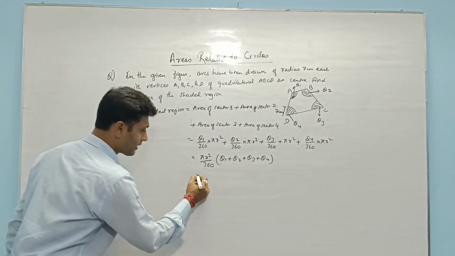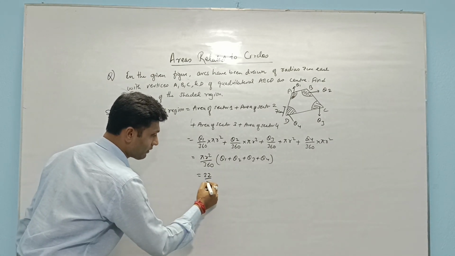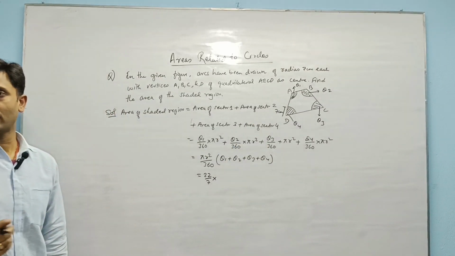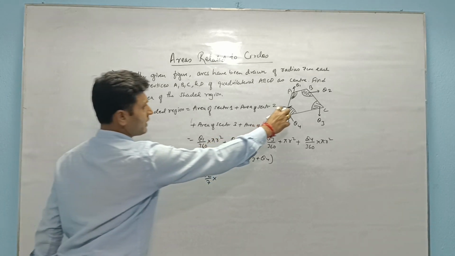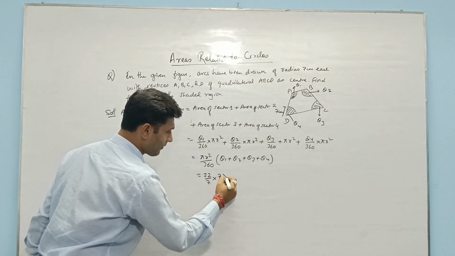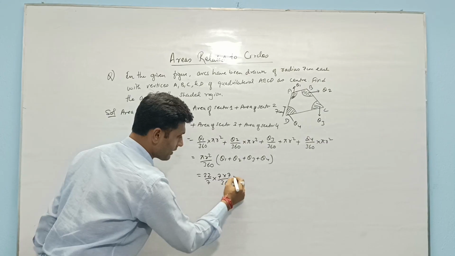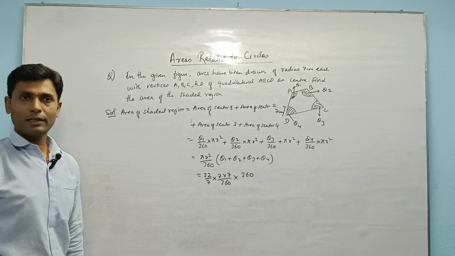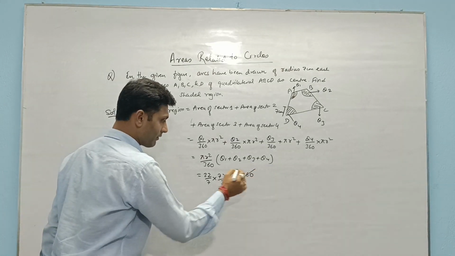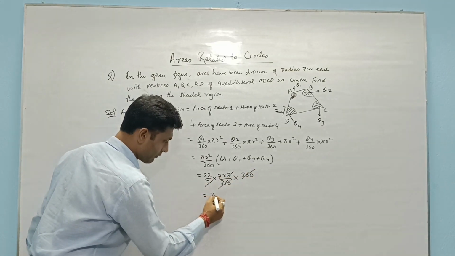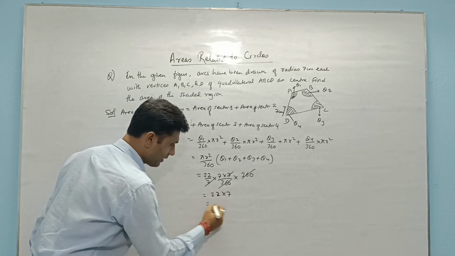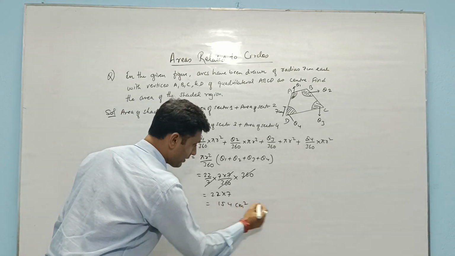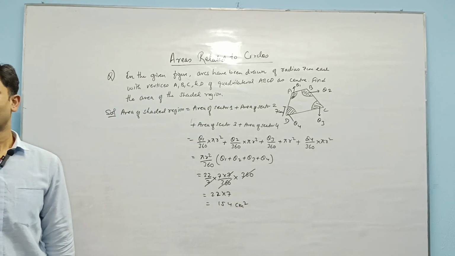360 degree. So we'll substitute the values: 22 by 7 into radius. The radius of the arc, how much is it? 7 centimeters. So 7 into 7 divided by 360, and the sum of all these theta is also 360. Clear? So this 360 and 360 will divide, 7 and 7 will divide. What is left? 22 into 7, that is 154 centimeter square. Clear?